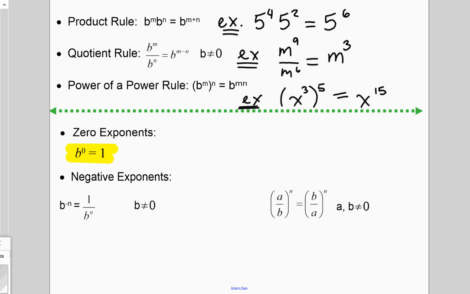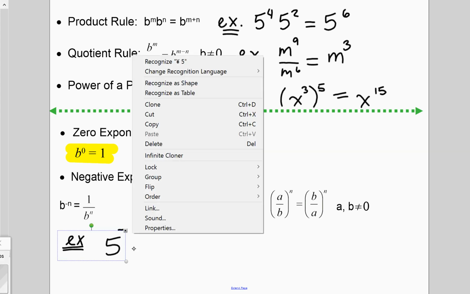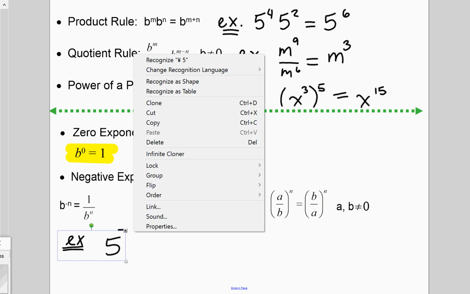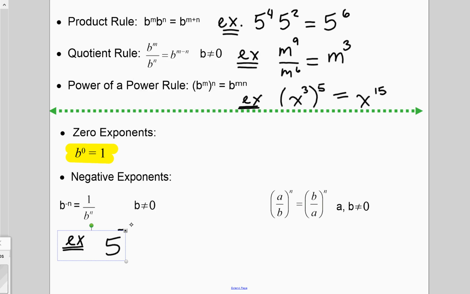And lastly, the new topic, negative exponents. So what it says in this statement here is about b to the exponent negative n. So let's write that as a number so you can see. So for example, 5 to the exponent negative 2 can be rewritten as 1 over the base, 5, but now to the exponent positive n, or positive 2.